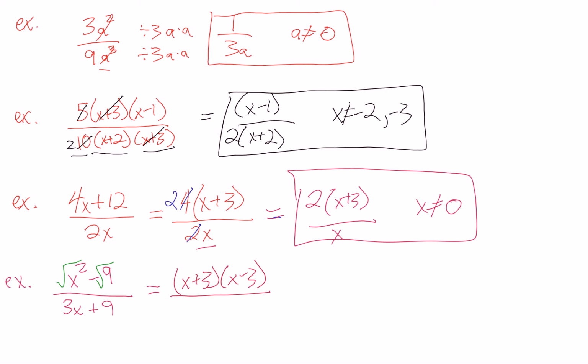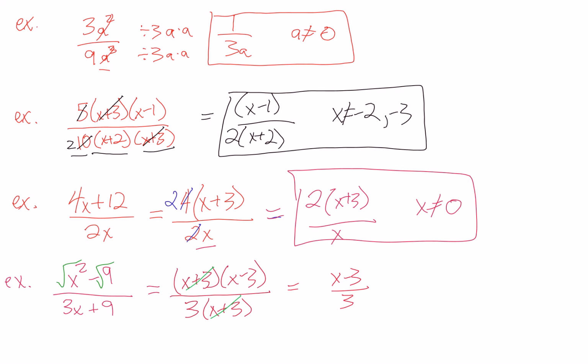And then on the bottom, we can take out a common factor of just a 3, so divide everything by 3, so that'd give you x plus 3 left over. So then our final answer is, you can see we have an x plus 3 that's common, cancel those out. So we're done. Our final answer is x minus 3 on the top and 3 on the bottom.